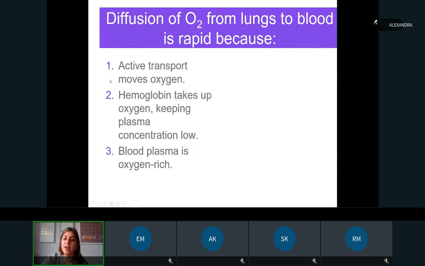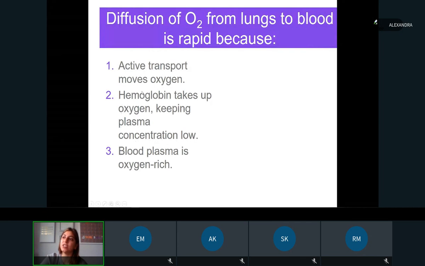Did we talk about active transport at all? No, right? We know that this is specifically talking about passive transport. Diffusion does not require energy, so it does not require active. So then we have to go on to the next one.